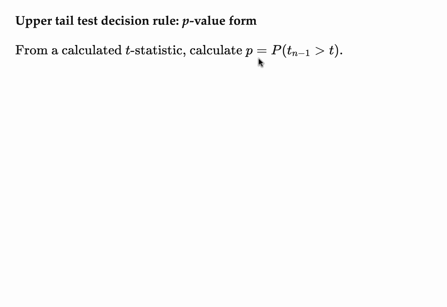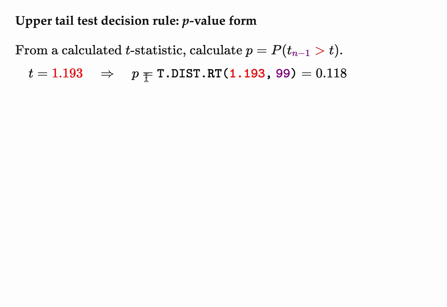Alright, so first of all we can calculate ourselves a p-value using a calculation like this. So the definition of the p-value, for an upper tail test, importantly. The way that we calculate this p-value is different for an upper tail, a lower tail, or a two-tail test. Okay? So for an upper tail test, the p-value is the probability that the t distribution is greater than the observed t or calculated t statistic, and that can be calculated using this formula here in Excel.